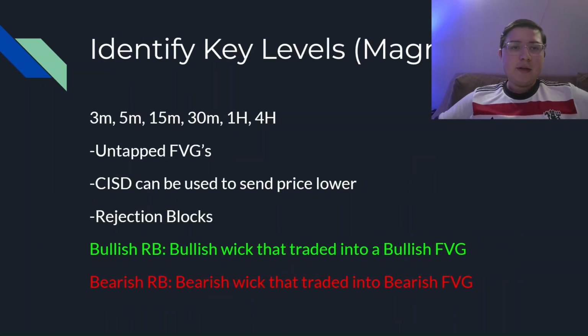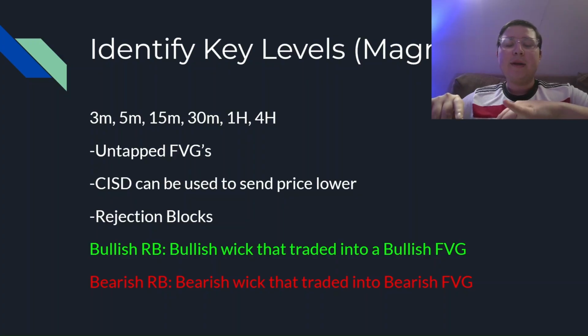Pretty easy. Second one would be how I identify my key levels, right? My key levels, I use them as magnets, magnets to send price in a direction. For my key levels, I go on the 3 minute, 5 minute, 15, 30, 1 hour, and 4 hour. I usually don't really use the 30 minute and 3 minute, but those are valid time frames to get key levels, because I have used them before and they do work. I don't use them all the time, but that's why I incorporated them in this video.